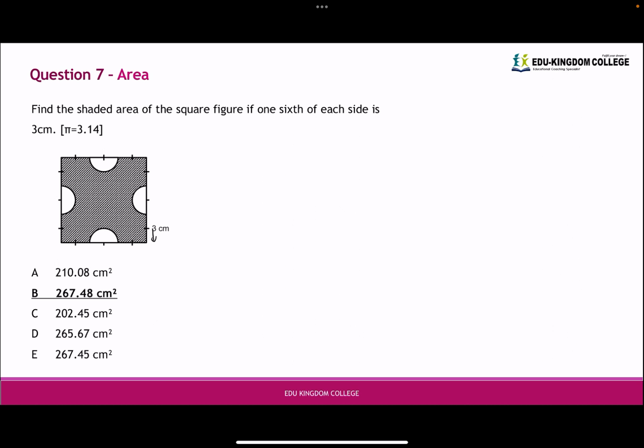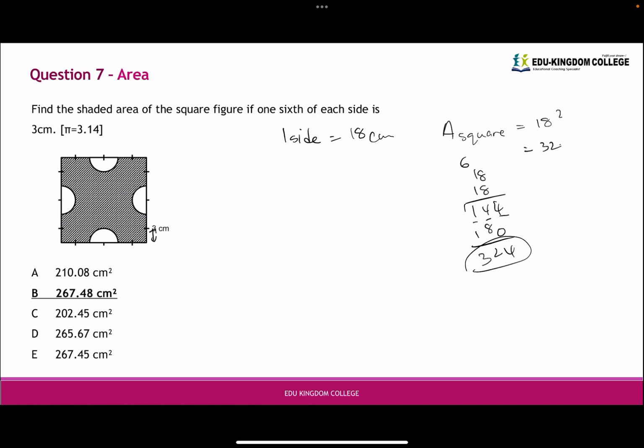So this is a bad diagram. This is 3 centimeters. So we have 6 of those 3 on each side. So one side equals 18 centimeters, and then the area of the square should equal 18 squared. So 18 times 18, 4, 6, 144, 8, 1 gives you 4, 2. So 324 is the area of the square.